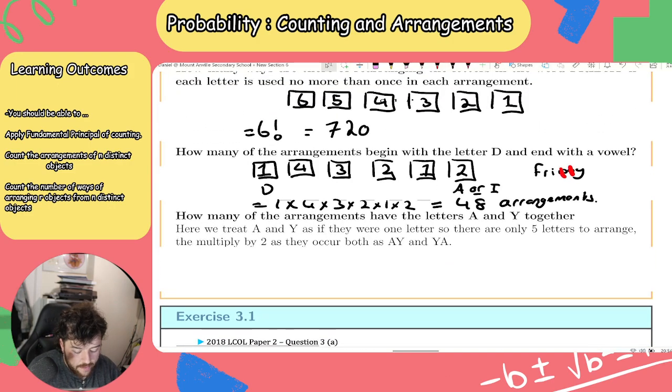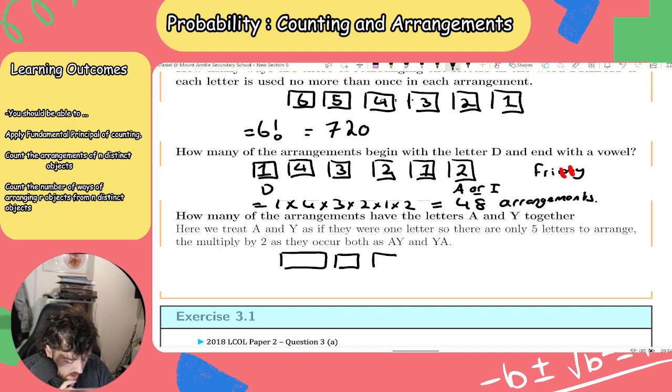Now here, how many of the arrangements have the letters A and Y together? So now you could be asked about arrangements that have 2 letters or objects stuck together. It's going to look like this. I'm looking for A and Y. So F or I, D, A, Y. If you look here, this AY is like its own block.